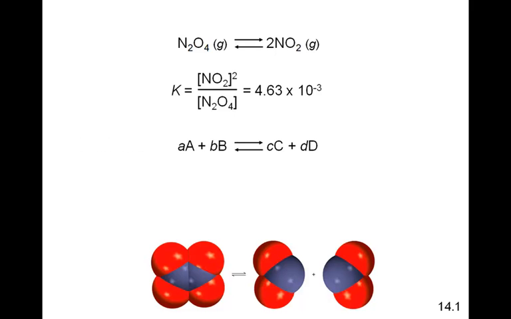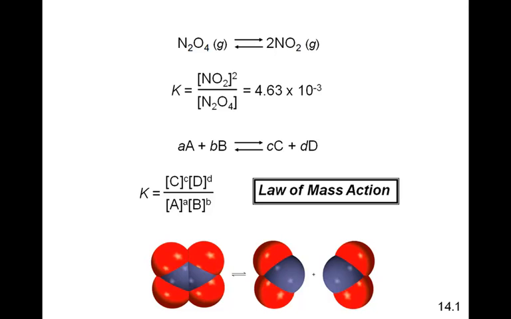For a reaction with a coefficient of a A plus a coefficient of b B in equilibrium with a coefficient of c C and a coefficient of d D, K is equal to the concentration of C raised to the c power times the concentration of D raised to the d power, over the concentration of A raised to the a power times the concentration of B raised to the b power. And again, these are all equilibrium concentrations. So if you take the products and put them up top, raised to their coefficients, and take the concentrations of the reactants raised to their coefficients, we get the value K. This is known as the law of mass action.